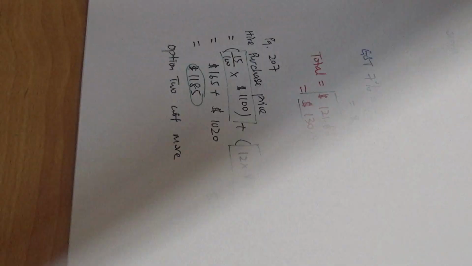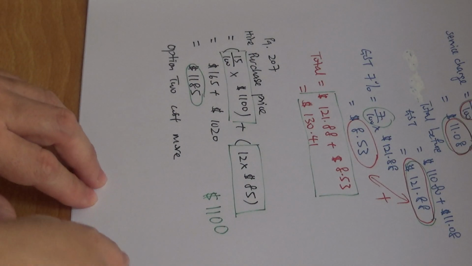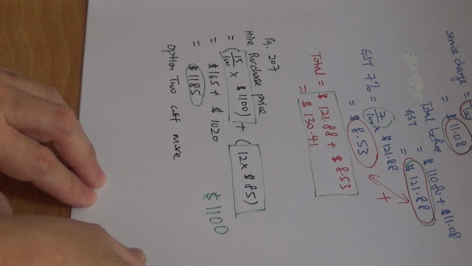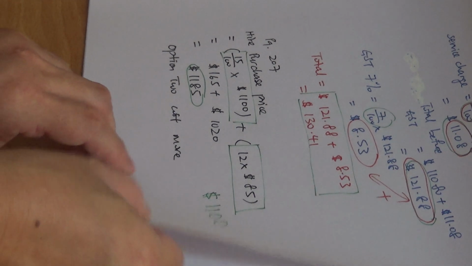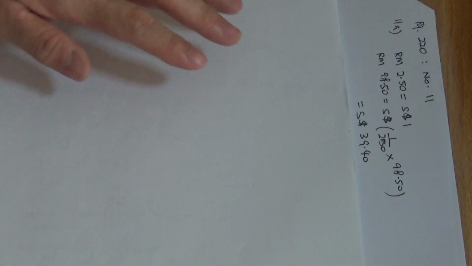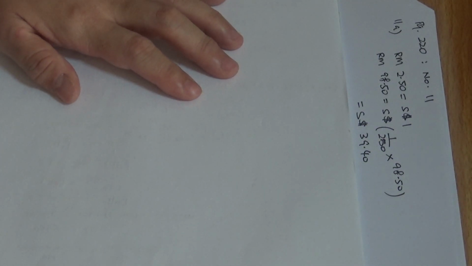Okay, so class, I've already completed the workbook exercise until page 207, question 11. Feel free to look at the questions again by replaying the video or pausing the video. Now next section, I'm going on to page 220, question 11. Now this is a revision of the money exchange.